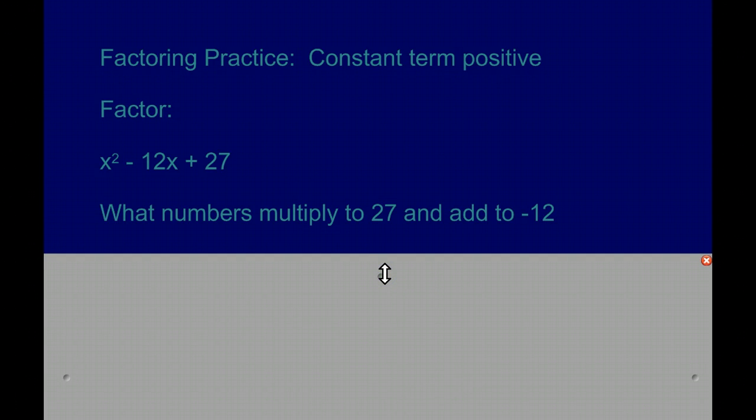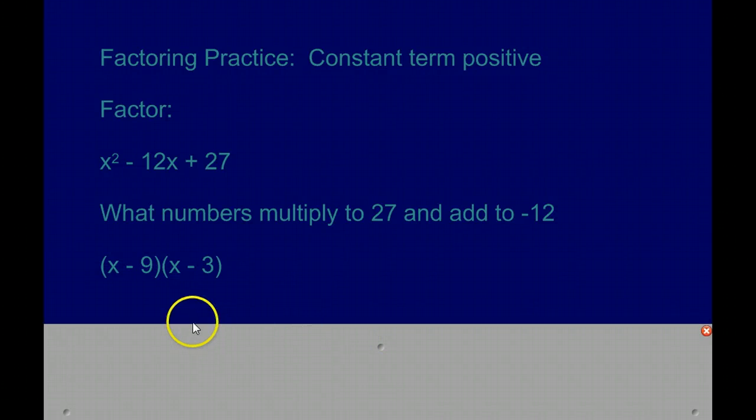So that's basically the question we're being asked. What two numbers multiply to 27 and add to negative 12? Those two numbers are negative 9 and negative 3, which means the factored form of x squared minus 12x plus 27 is x minus 9 times x minus 3. Just like we did yesterday, you could always check your solution by multiplying this out. X times x is x squared, negative 3x, and negative 9x is negative 12x. Negative 9 times negative 3 is positive 27.